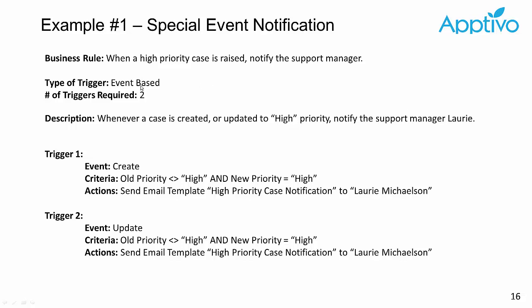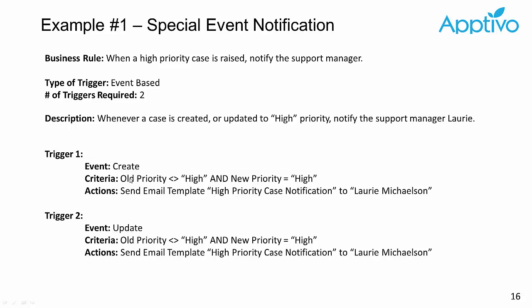Now, this is going to be an event-based trigger because I'm saying that whenever the case is either created brand new or updated, I want to look for an attribute value. And because this trigger could happen when I'm first raising a case, because I could create it with high priority, or it could happen if I'm reviewing one and then change it to high priority, I need to write one trigger on creation and one trigger on update, although they're pretty much the same trigger. So I'm going to have the same exact thing, but the event is update for this, create for this.